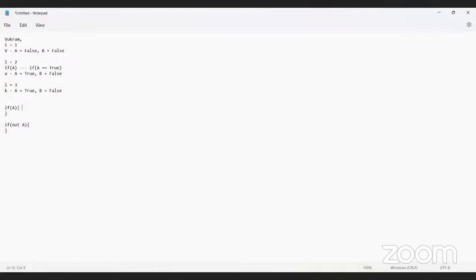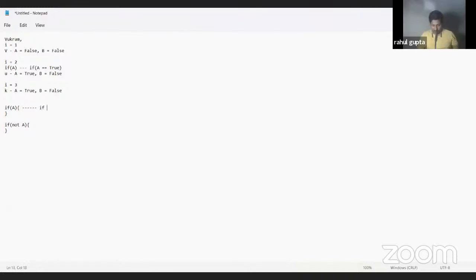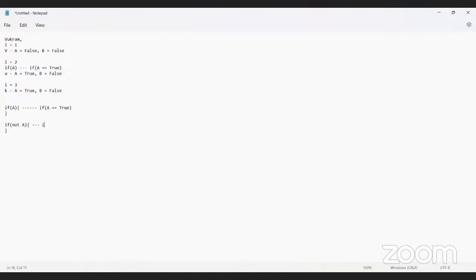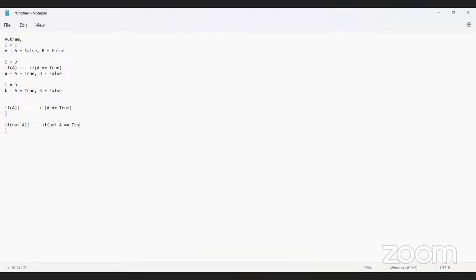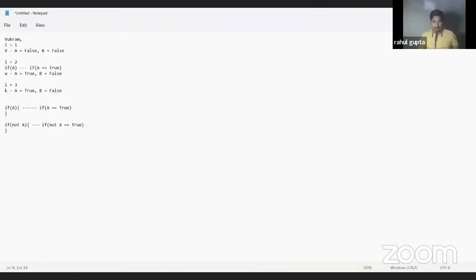If it is true, then this will execute. It means if A equal to true. Okay. This means if not A equal to true. Definitely false. Not A means true when A is false. If A equal to false. Okay, this is what you need to interpret.